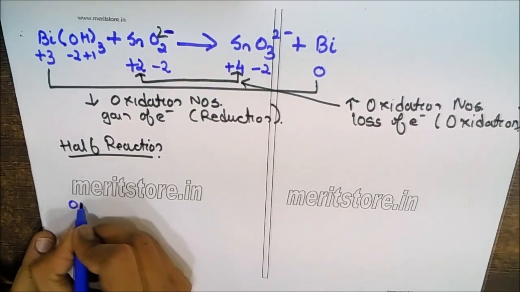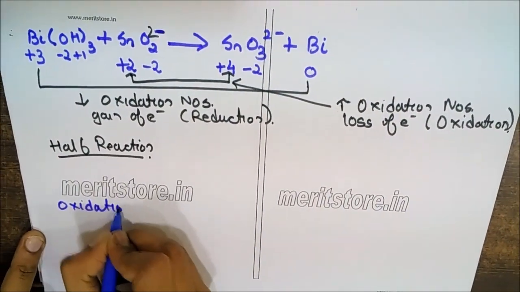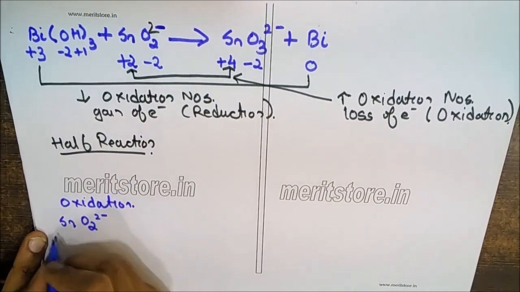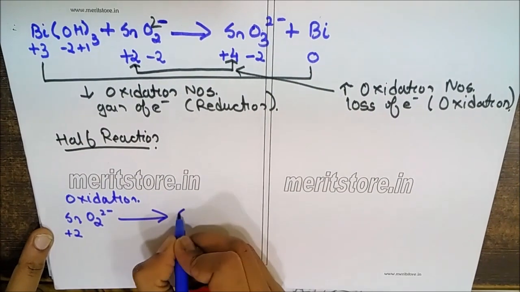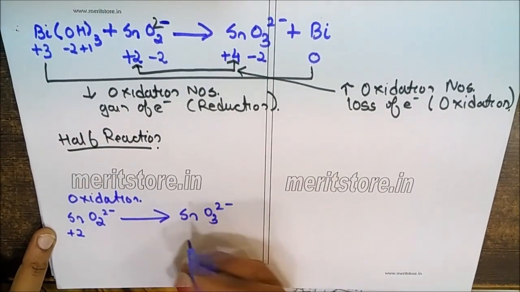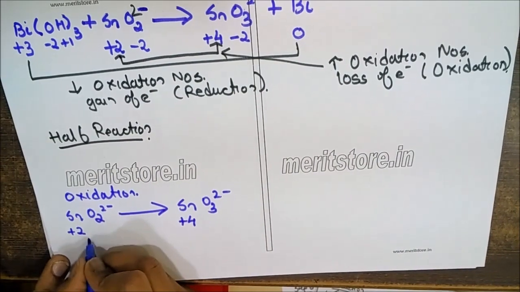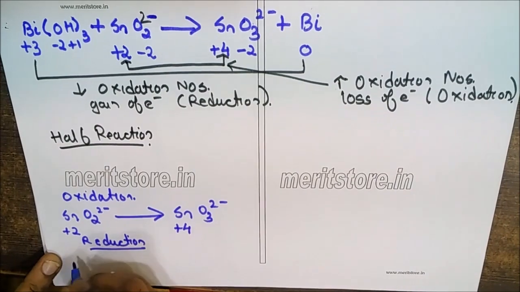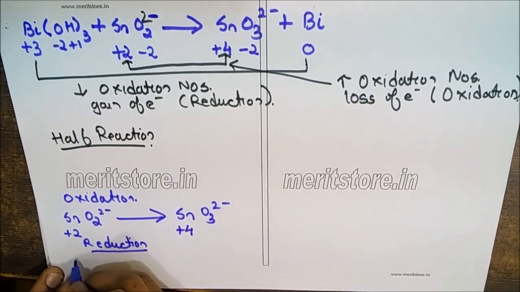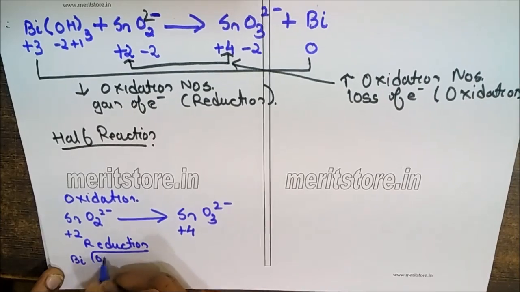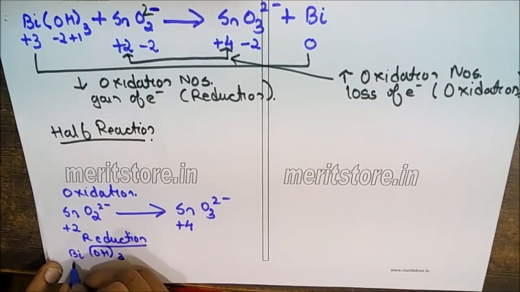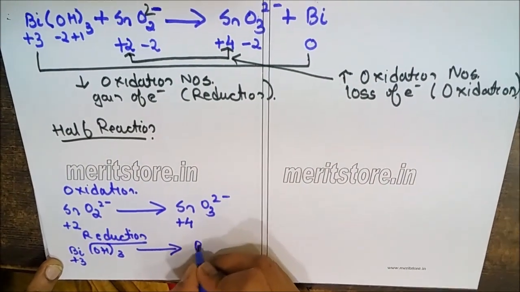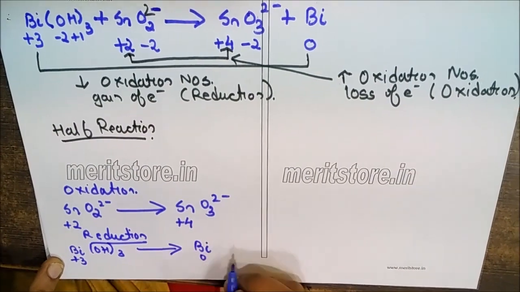So first I am writing down oxidation. Oxidation is occurring with Sn species. So SnO2 raised to 2 minus, this was plus 2, forming SnO3 raised to 2 minus, this was plus 4. Same way I am also writing the reduction reaction, and reduction reaction was for Bi(OH)3, plus 3, forming Bi0.